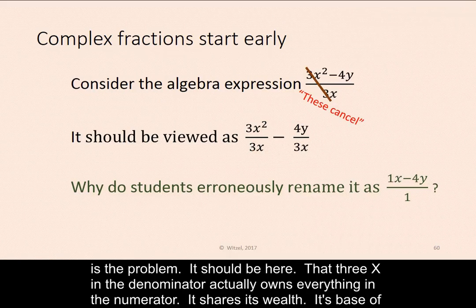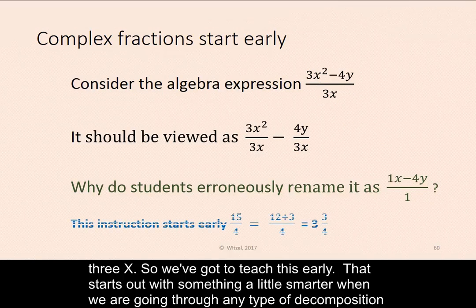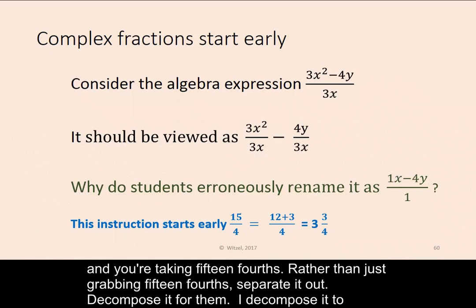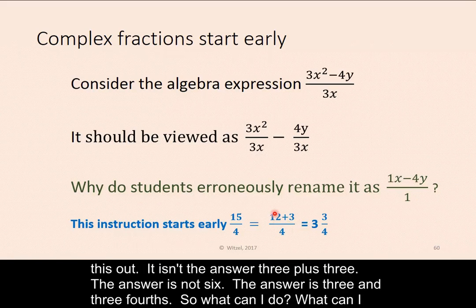So we've got to teach this early. That starts out with something a little smarter when we're going through any type of decomposition and you're taking 15/4. Rather than just grabbing 15/4, separate it out, decompose it for them. I decompose it to something that would be easily divided by 4, 12 plus 3, and then reteach them 15/4. There's a reason why it isn't just canceling this out. It isn't the answer 3 plus 3. The answer is not 6. The answer is 3 and 3/4.